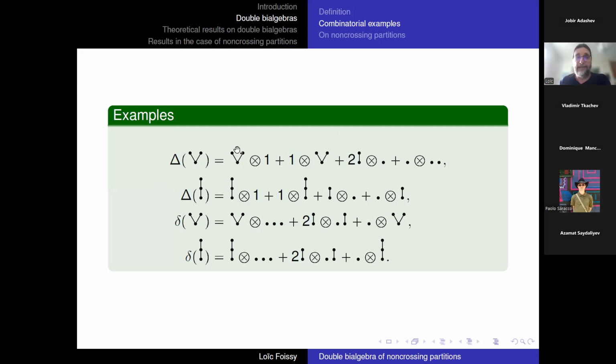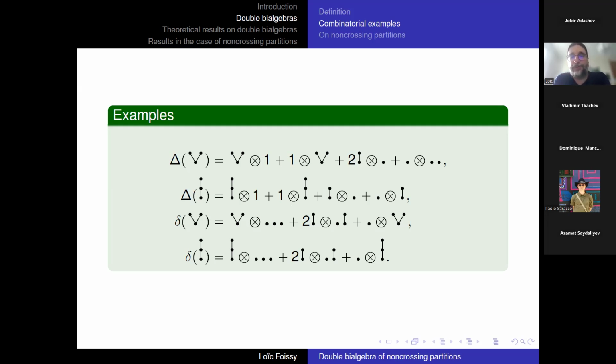For example, here I didn't cut anything. Here I cut everything. Here I cut a leaf, this one or this one, so you have a coefficient 2. And here I cut the two leaves, and you get something like this. Here I can cut nothing or everything, or I can cut here, or I can cut here, something like this.